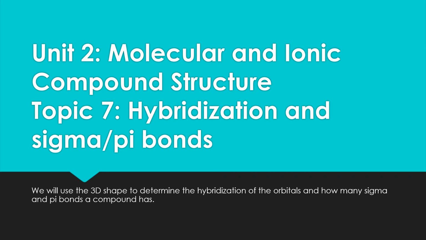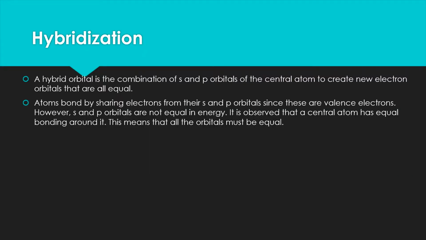Here we go with topic 7 on hybridization and sigma and pi bonds, and this is in unit 2 on molecular and ionic compound structures. We're still focusing on the molecular structures in this section, so our covalent compounds. So we're going to use the 3D shape of our chemical to determine its hybridization of our orbitals and how many sigma and pi bonds the compound has. So let's start with hybridization.